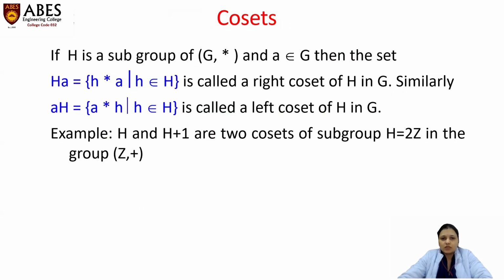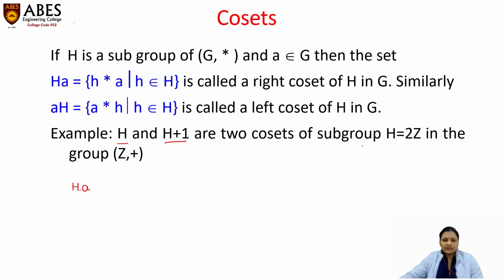Next topic is coset. What is a coset? If H is a subgroup of (G, star) and a belongs to G, then the set Ha, where the operation is the operation given in the group, is called the right coset of H in G, and aH will be known as the left coset of H in G. For example, H and H plus 1 are two cosets of the subgroup H equal to 2Z.